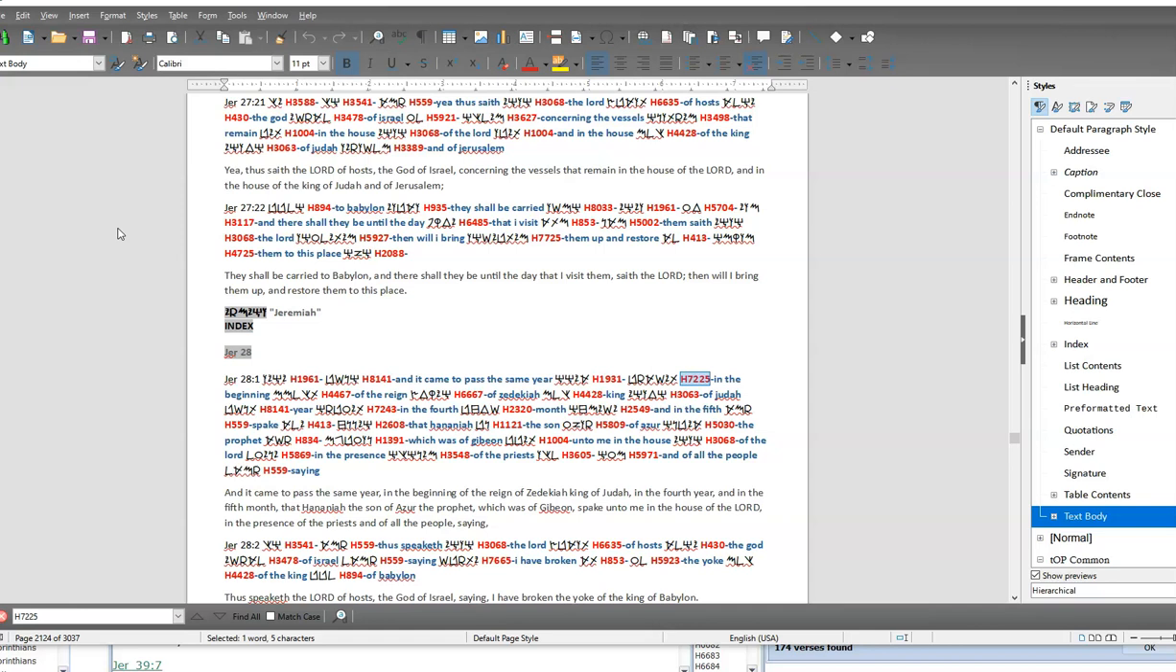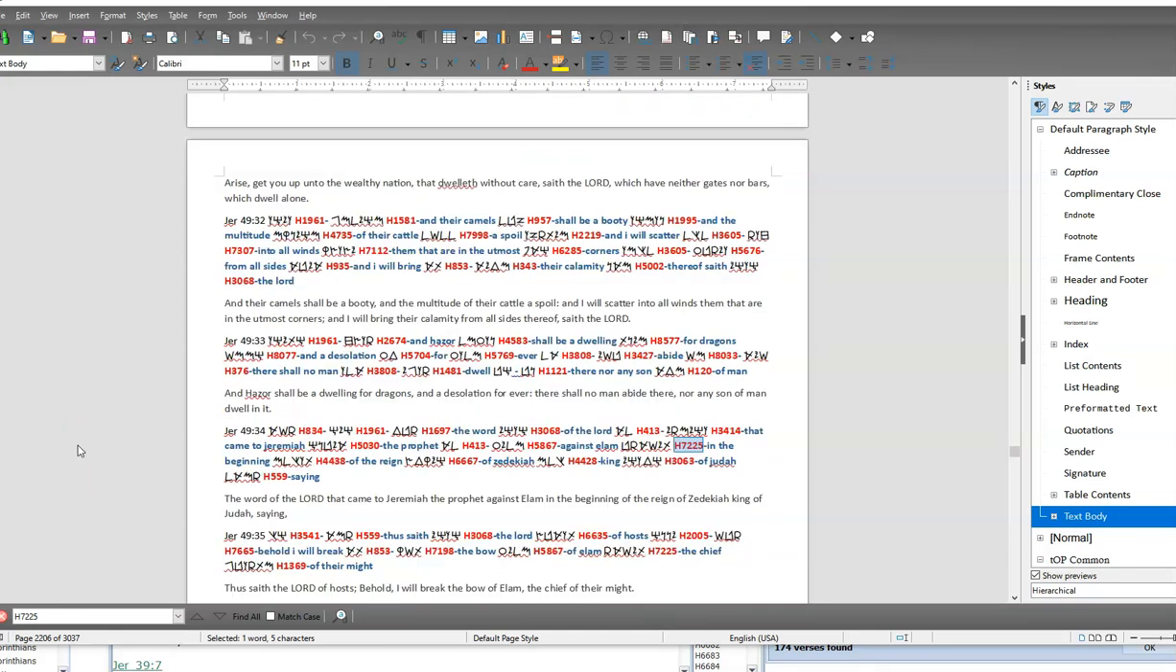At best, it's the middle. I would say the fullness, the best part. That fits context. That fits the concept that we're looking at. And we could go right to the next chapter. It's a chapter and a half, almost 2 chapters later, Jeremiah 49:34.